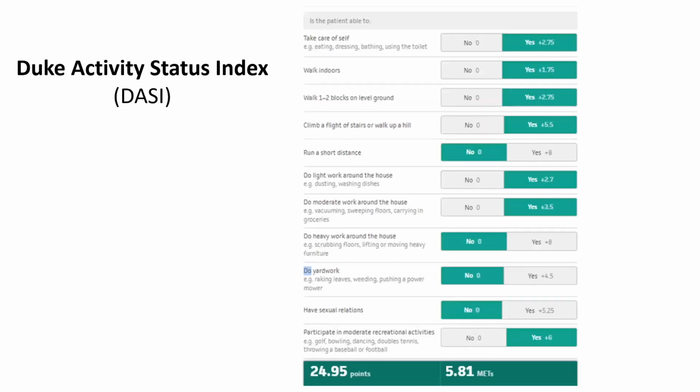This is what the DASI index looks like. It's a number of questions with point totals if you answer yes. The example I gave you here is the person has about 25 points, which corresponded in the original DASI score index to 5.8 METs. This was not based on surgical patients. This was based on medical patients. And it turns out, when we look at surgical patients, the number of METs is much lower than it was in this group. So 25 would probably be approximately 4 METs rather than 5.8 METs.